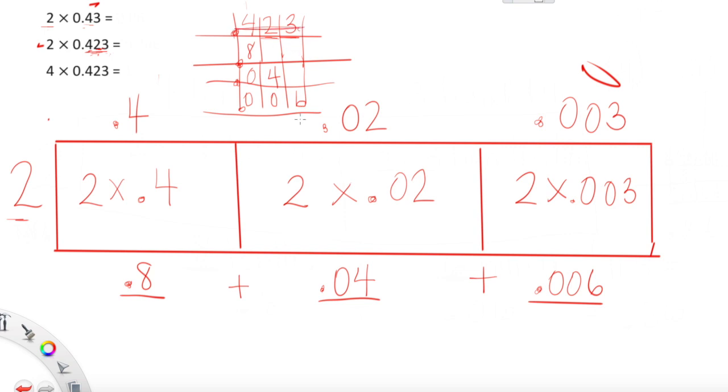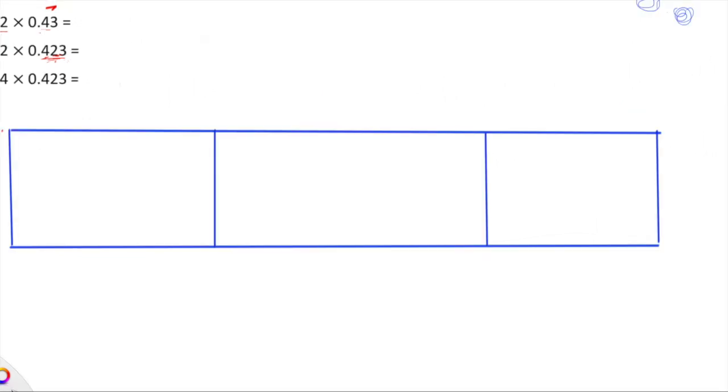What do I have in my thousandths place value? I have 6 thousandths. And then we have 4 hundredths. And then we have 8 tenths. So 8 tenths plus 4 hundredths plus 6 thousandths, when added together, is going to be 846 thousandths. Okay, one last problem here.